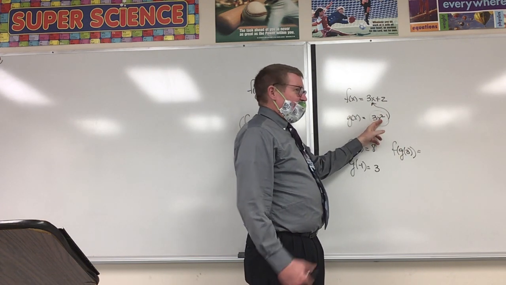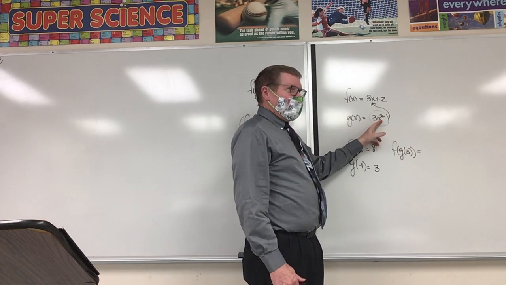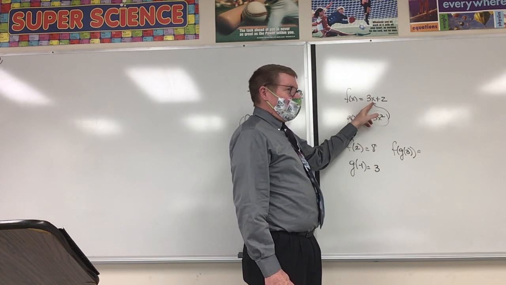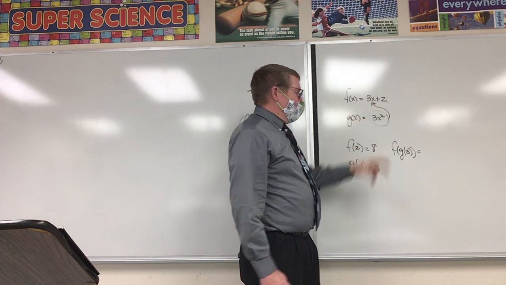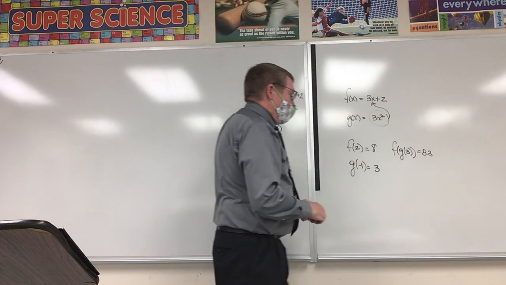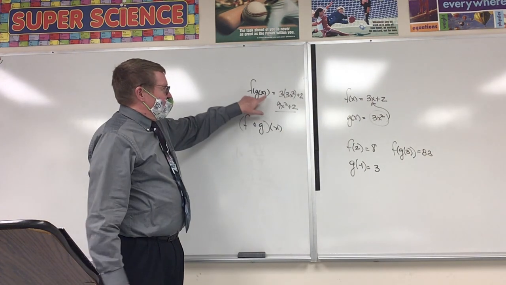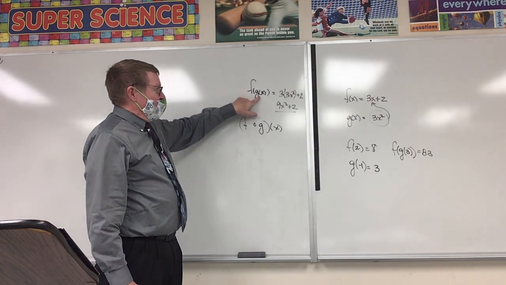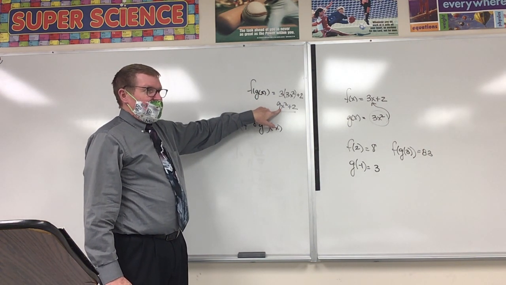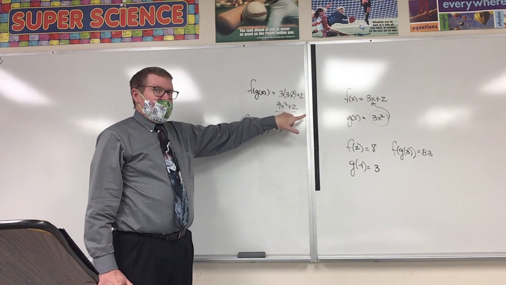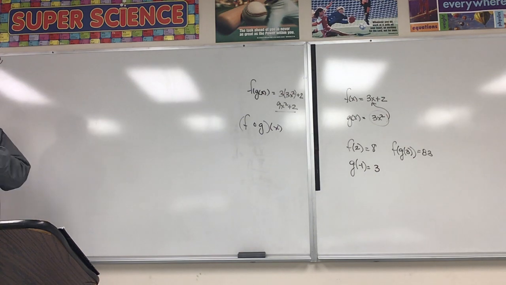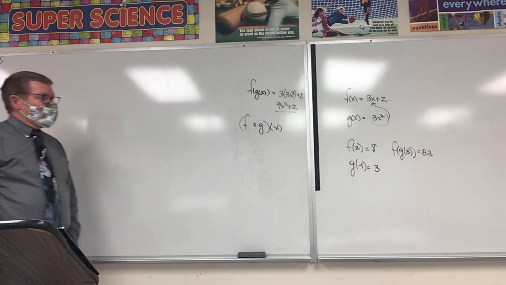So I put 3 in here, I get what? 27. I'll put 27 in here, I get what? 83. Now let's take a look at this. That equals 83. What if I just put the 3 in for f(g(x))? If I put 3 in for x, what do I get? 83. It works out the same. Okay?